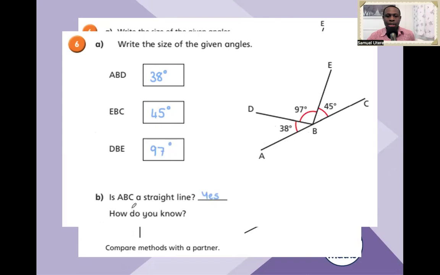Next, you were asked, is ABC a straight line? Yes. How do you know? If you add them, you would see that the angles add up to 180 degrees. The adjacent angles are adding up to 180 degrees.